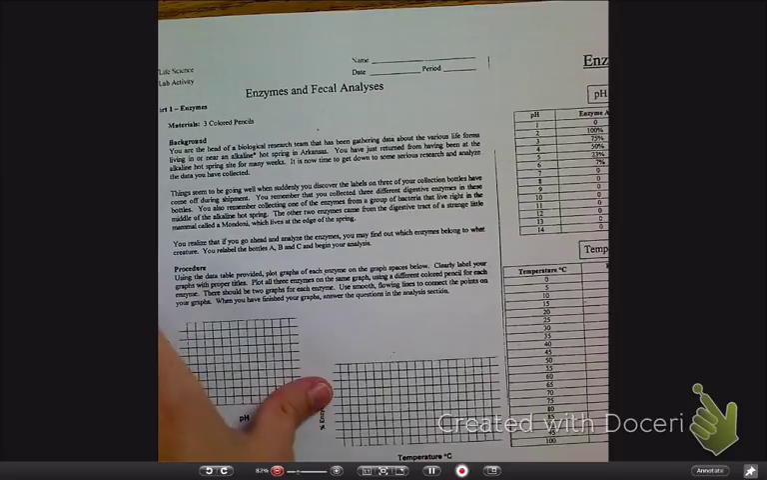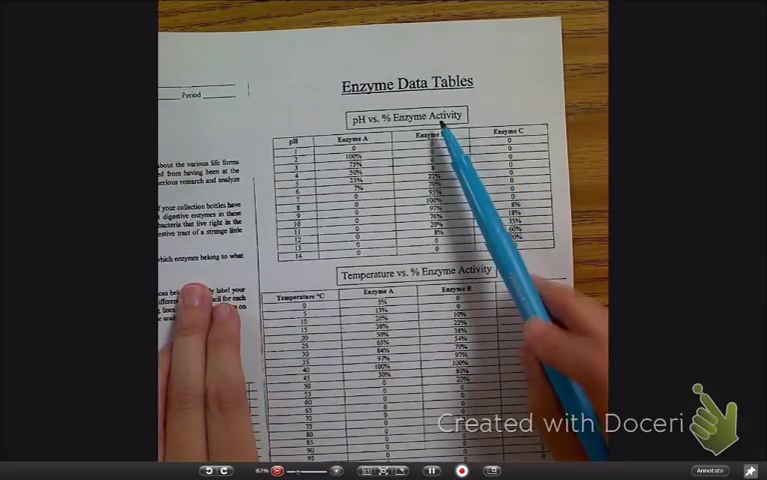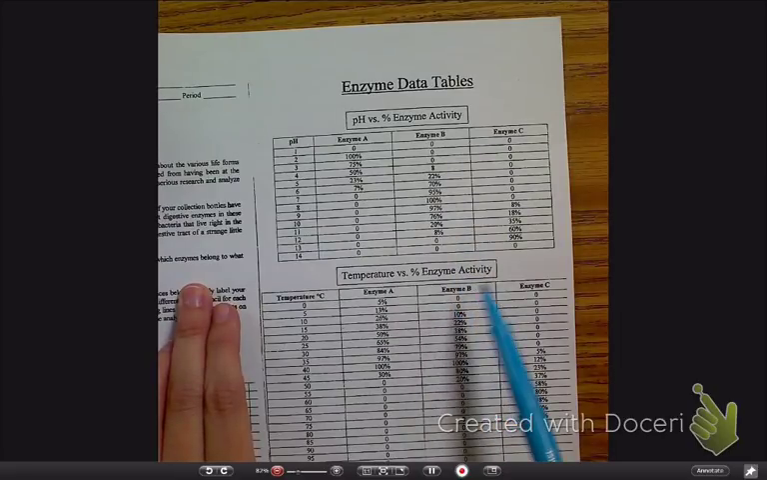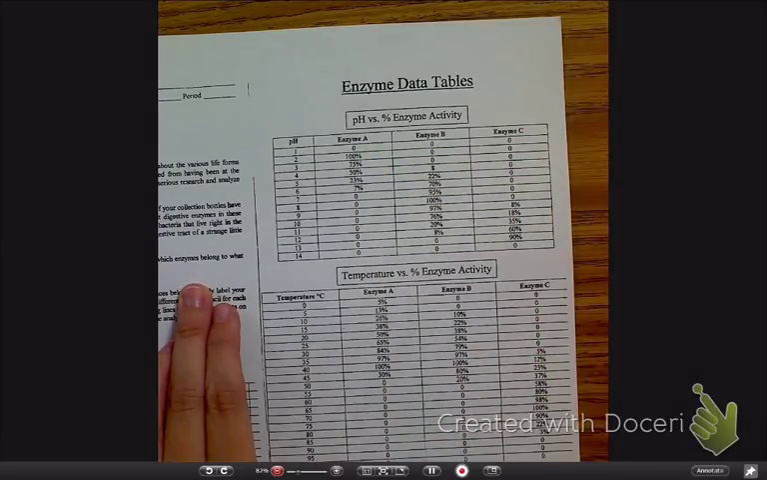So when you get back to your lab, you have all of this data about pHs and temperatures and how well the enzymes work in each place, but you forgot what the enzymes were, so you labeled them A, B, and C. And it's your job to figure out which enzyme works best in hot temperatures and in acidic pHs and cold temperatures and basic pHs and so on.